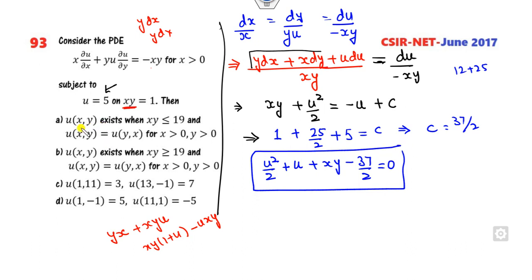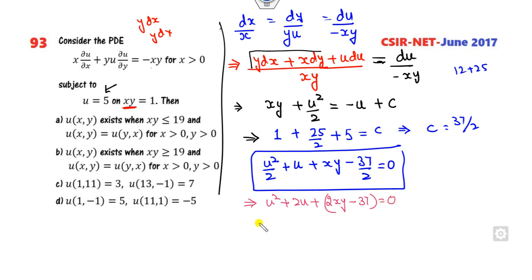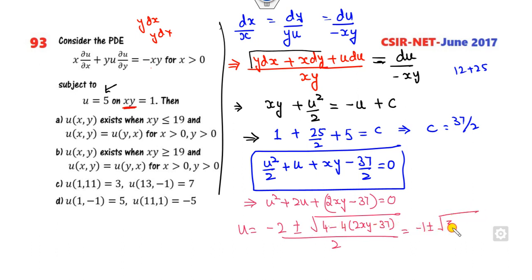Fine. Now your target is to find the value of u, but it is a quadratic in u. How can you solve it? That's a quadratic, so you can simplify it. u squared plus 2u plus 2xy minus 37 is 0, which is a quadratic in u. I can get the solution using b squared minus 4ac over 2. I can take 4 common, it will cancel out from the denominator. So it will be 38 minus 2xy. That is my solution.